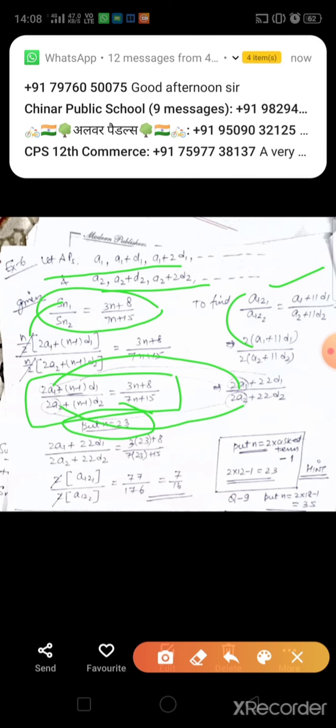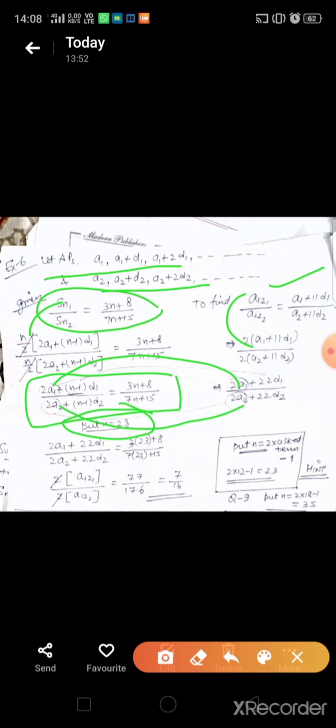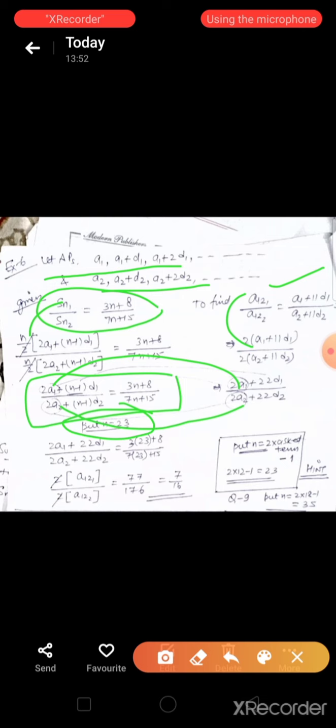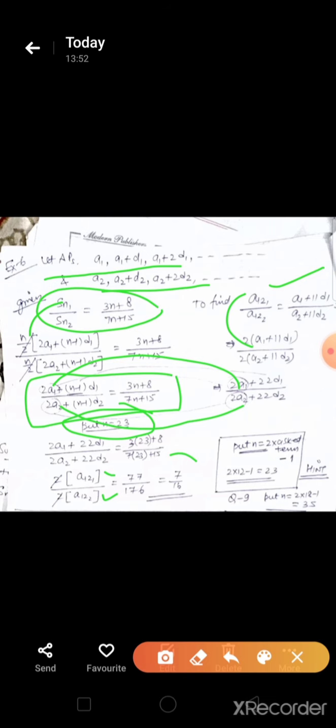So 2a1 plus 22 d1 upon 2a2 plus 22 d2 will be (3 into 23 plus 8) upon (7 into 23 plus 15). तो 2 कैंसिल हो गया. तो 12th term of the first AP and 12th term of the second AP का रेशो आ गया 77 upon 176, that is 7/16. So this is what it is.